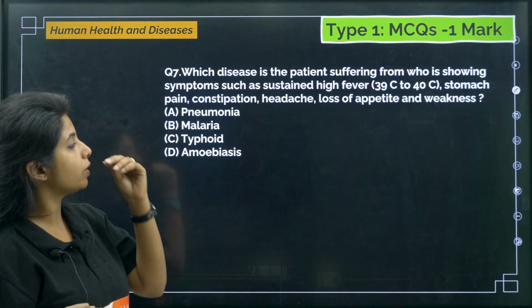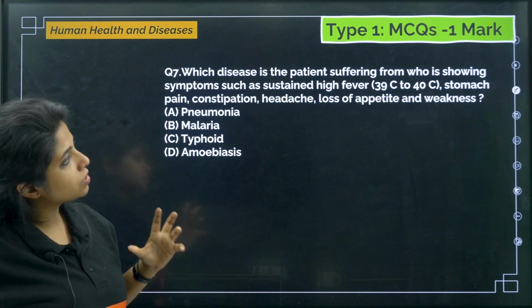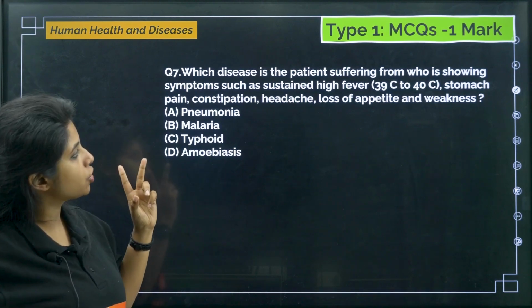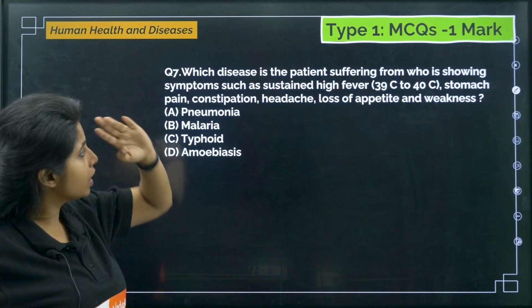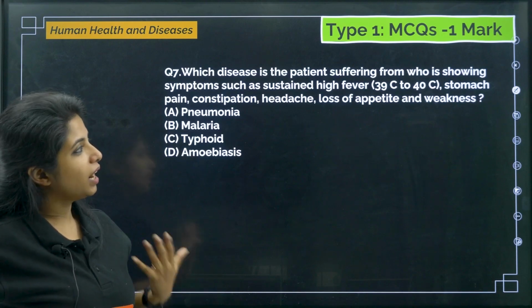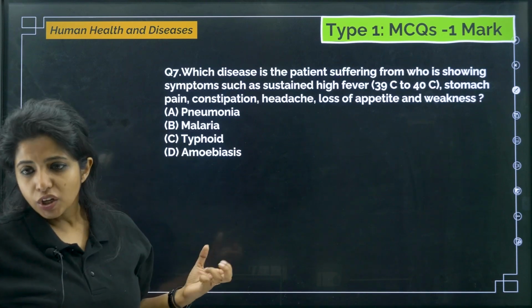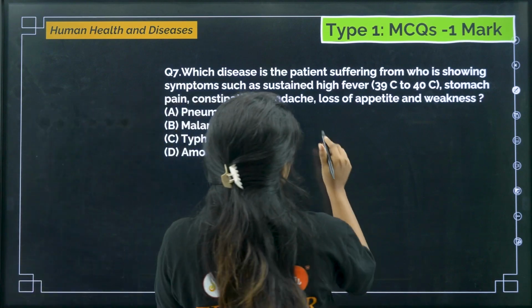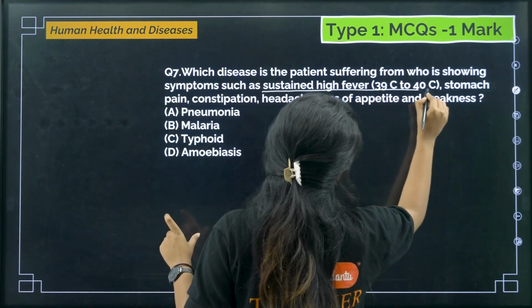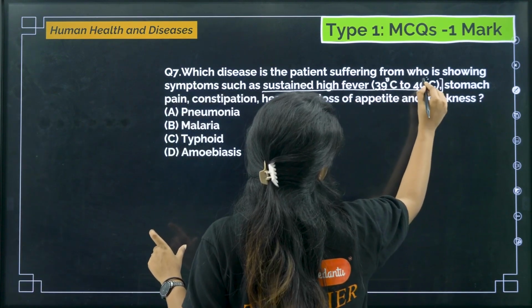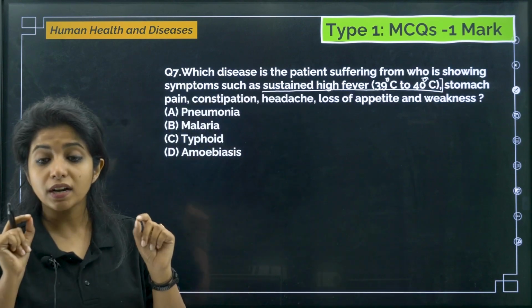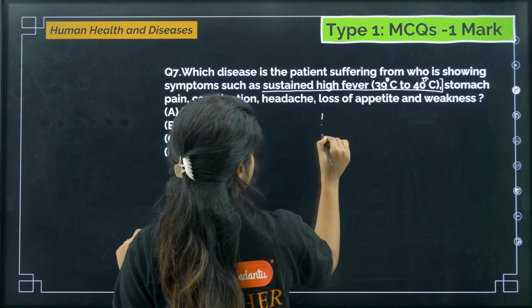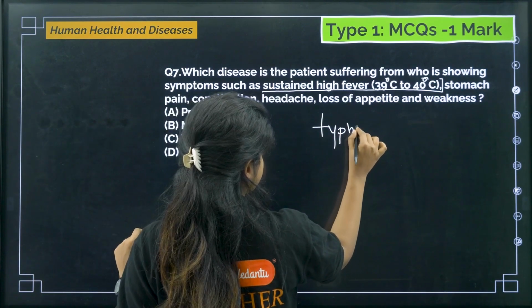So yes, on the 7th question, which disease is the patient suffering from who is showing symptoms such as sustained high fever, stomach pain, constipation, headache, loss of appetite and weakness? Whenever you want to study the diseases, understand the key terms. Sustained high fever, that is 39 degrees Celsius to 40 degrees Celsius, comes in one disease, which is known as typhoid.